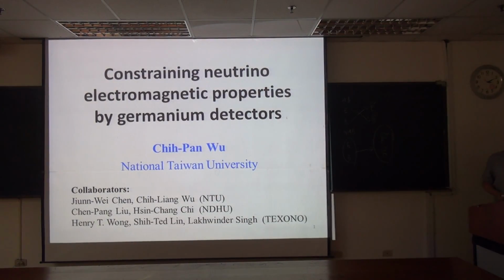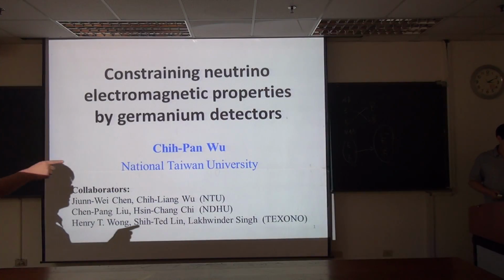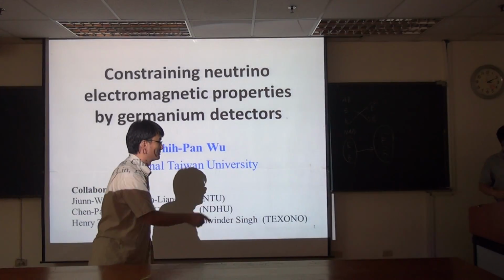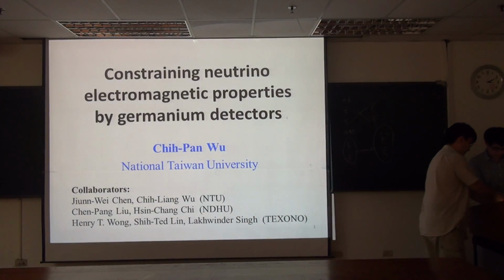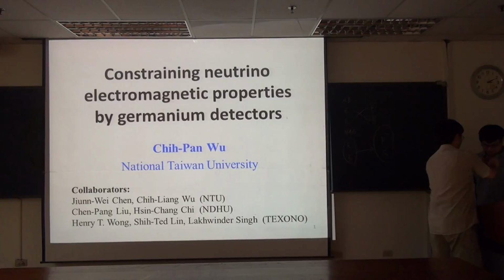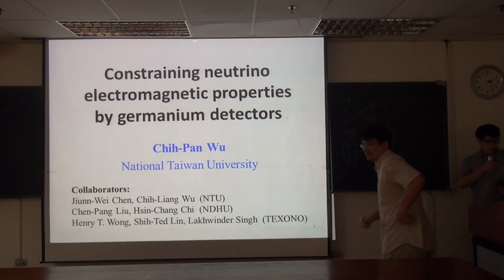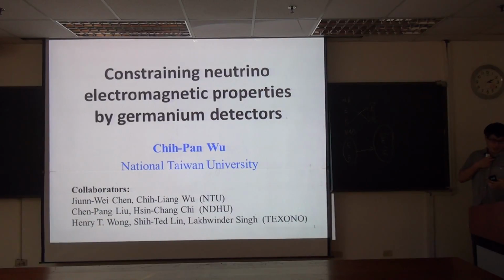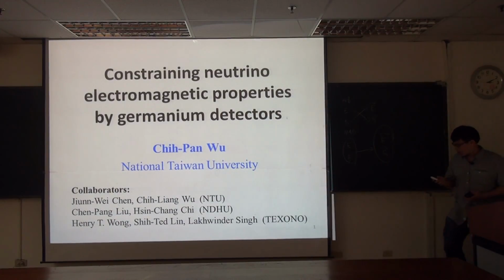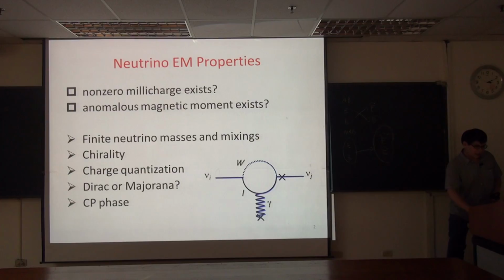Today I'm talking about constraining neutrino electromagnetic properties, how to constrain them by using germanium detectors. So what's the influence of the neutrino EM properties?